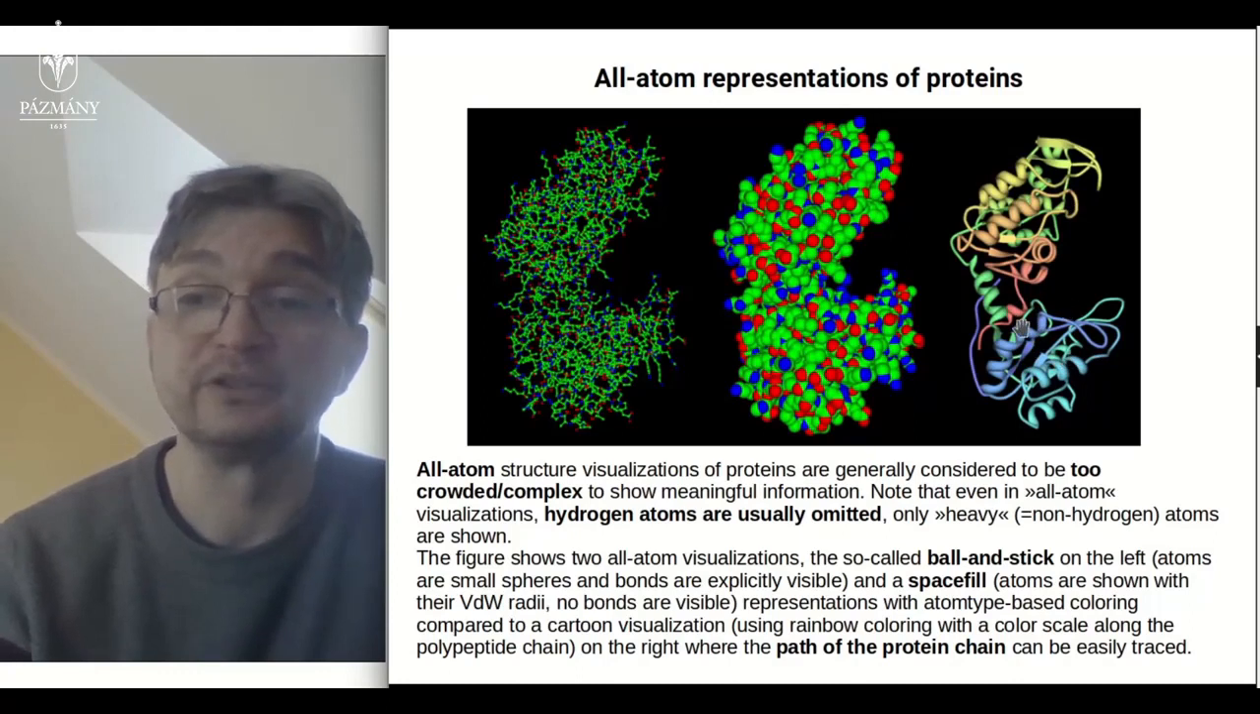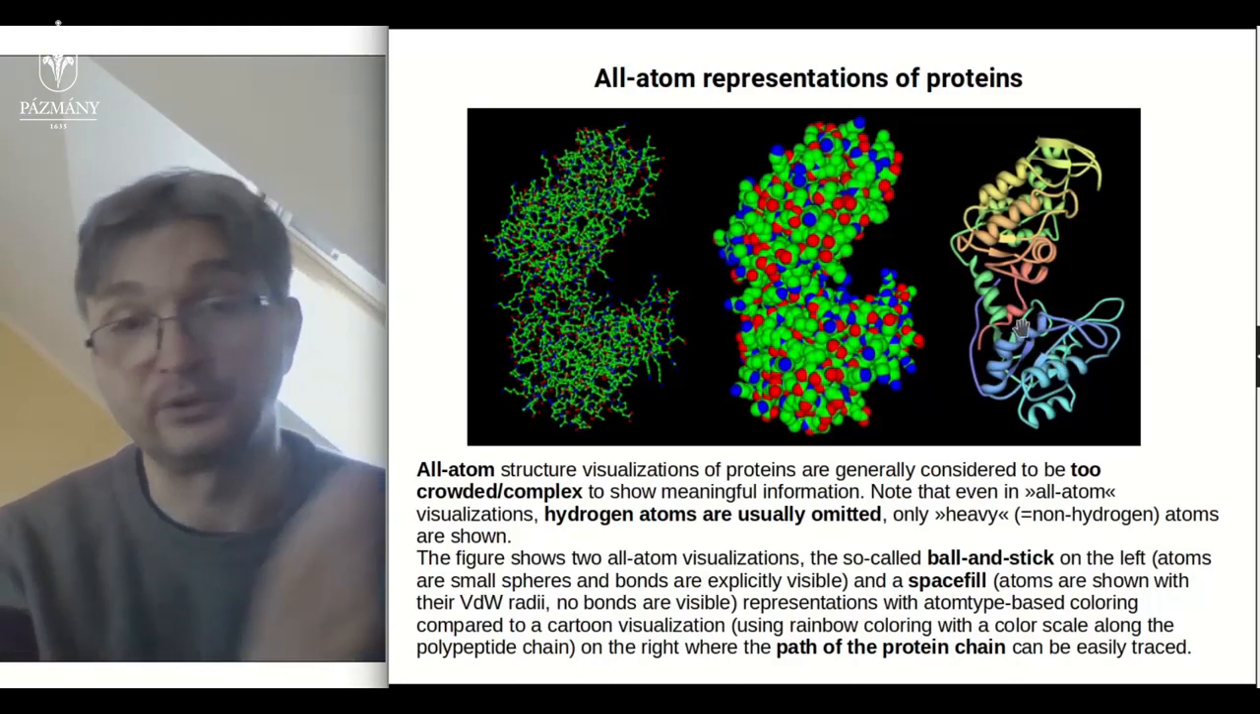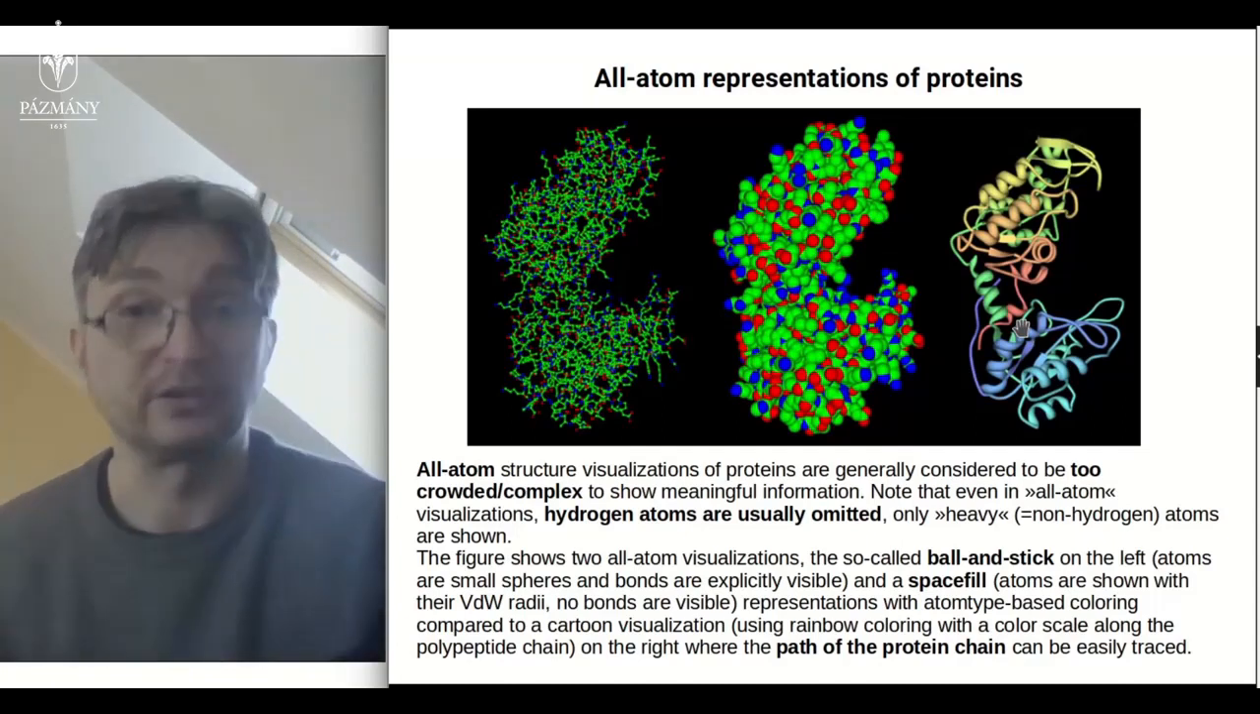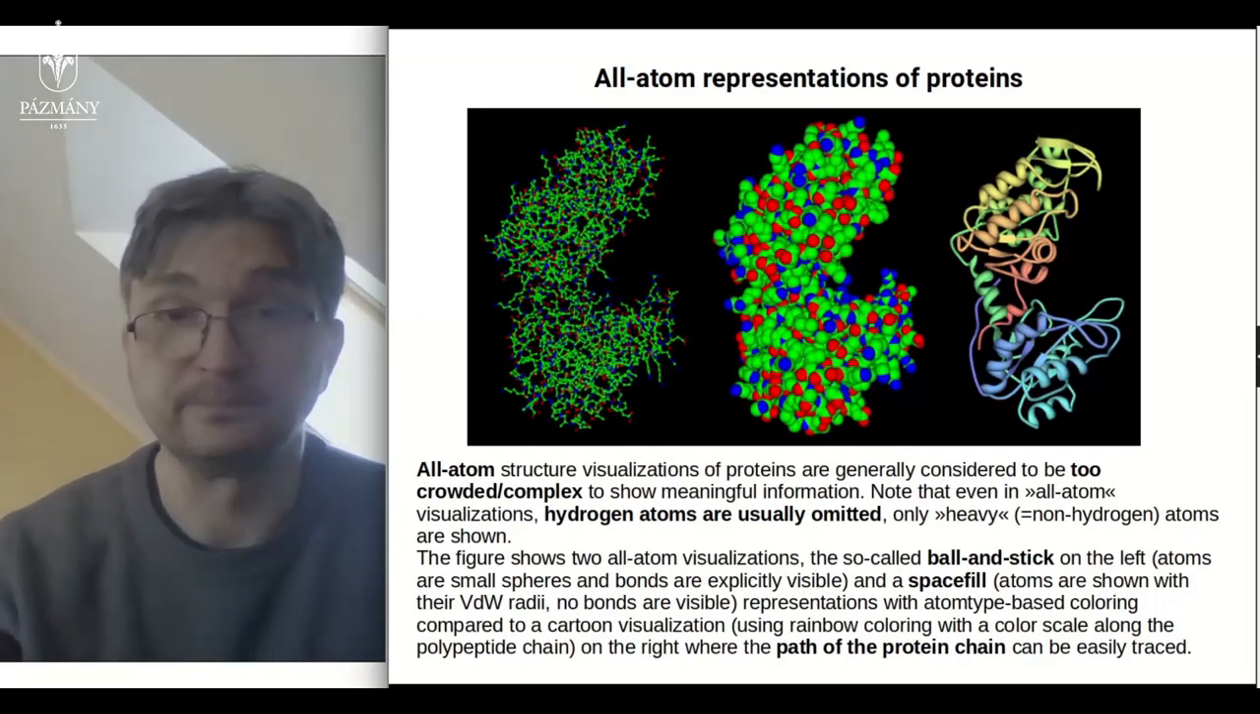Here the coloring is also different. This is a so-called rainbow coloring, where a color scale is applied from the amino terminus to the carboxy terminus of the protein.